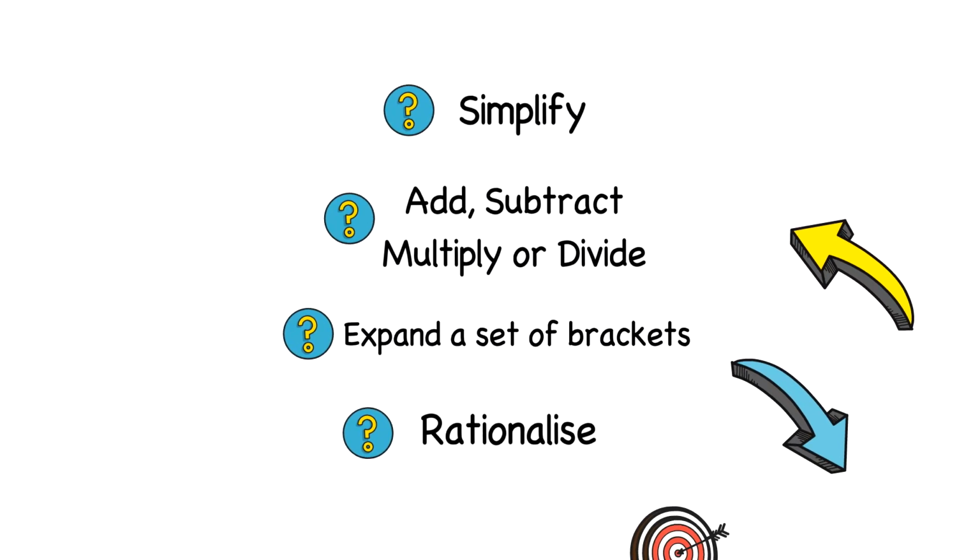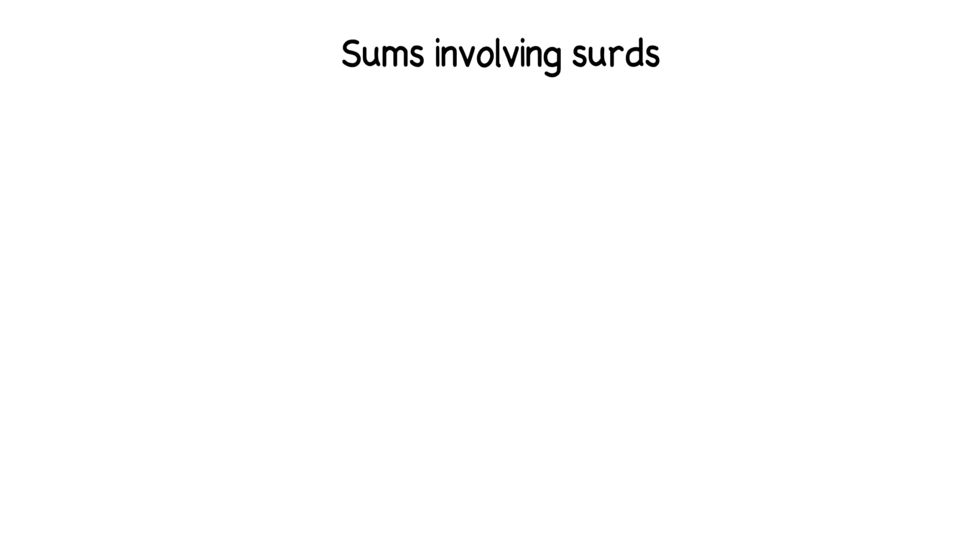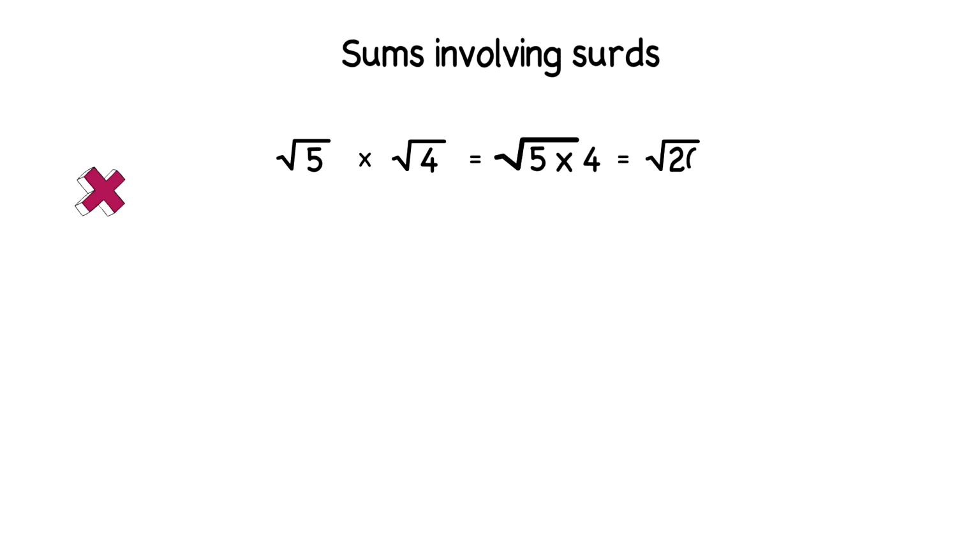Next, let's look at simple sums involving surds, and we will start with multiplication while it's fresh in our memory from simplifying. We can multiply surds by putting them under the same roof. So root 5 times root 4 would be root 5 times 4, which is root 20. If there's a larger number in front, we first times those numbers together.